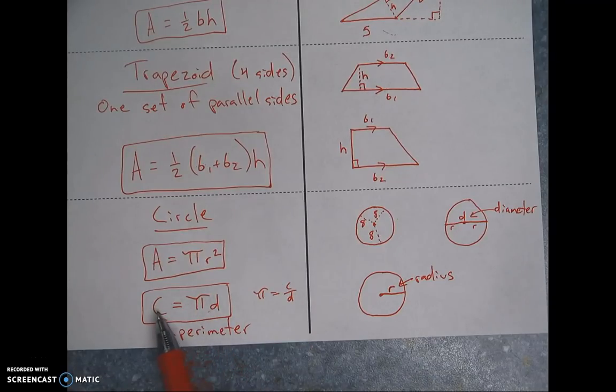So if I want to go backwards and find the circumference, I'm just multiplying. So we'll talk further on that. But those are the formulas that you're going to need to know.